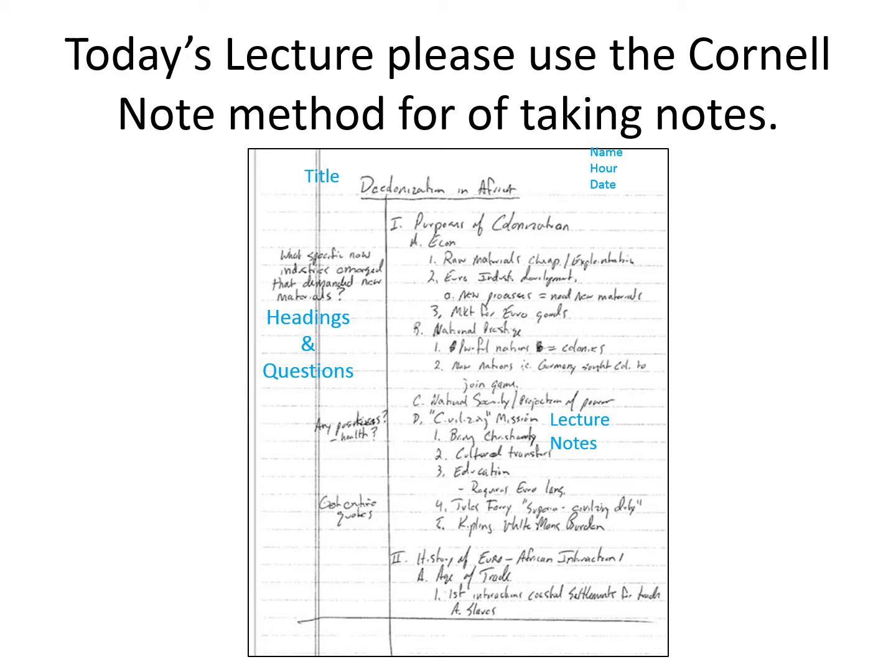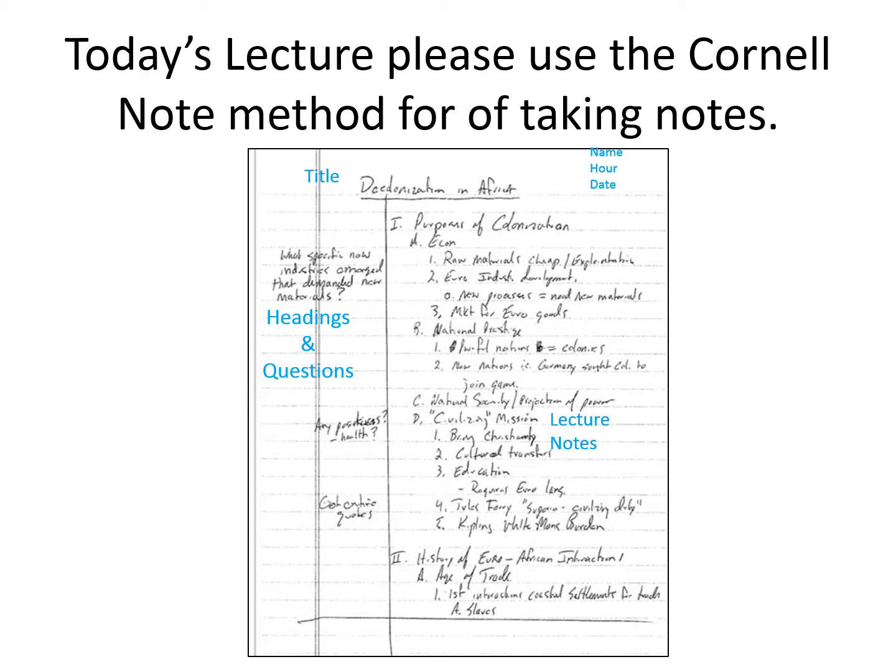You will need your name, hour, and date in the upper right-hand corner. You need to title it. You can title it SAT Reading Test. Draw a line down the page, about an inch over from the line that already exists on the page. To the left of that line, you'll include headings and questions. To the right of the line, you'll include the lecture notes.